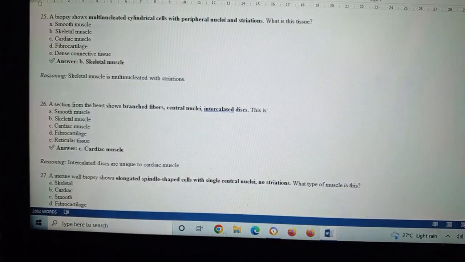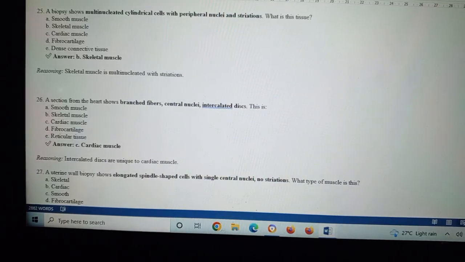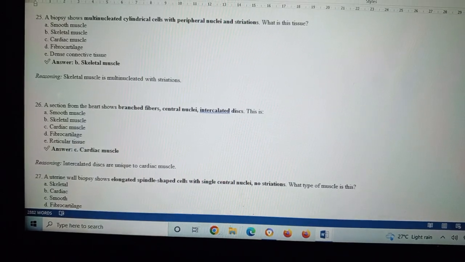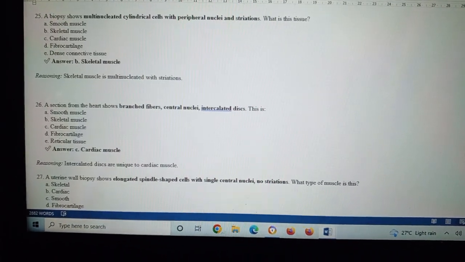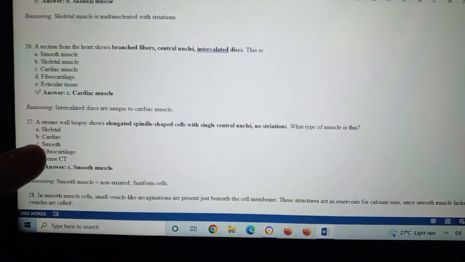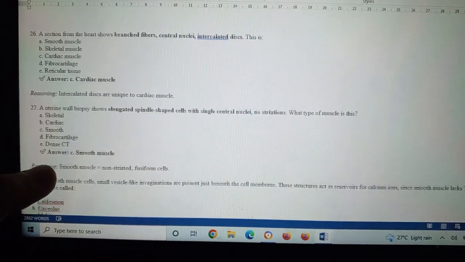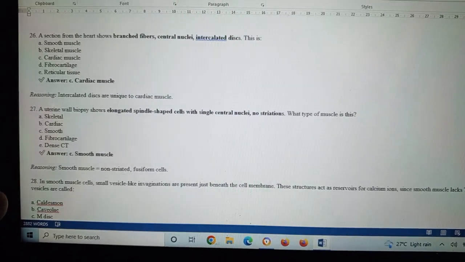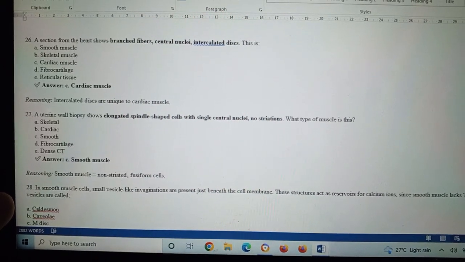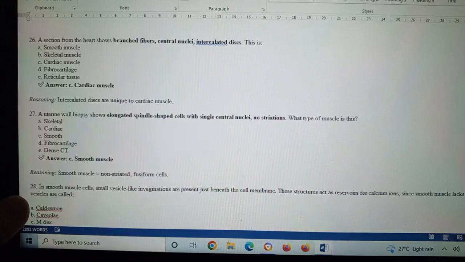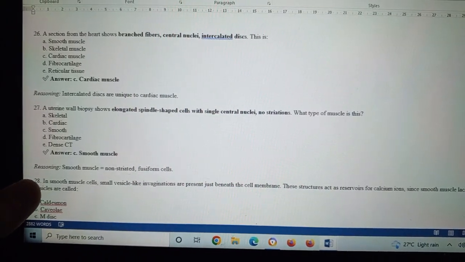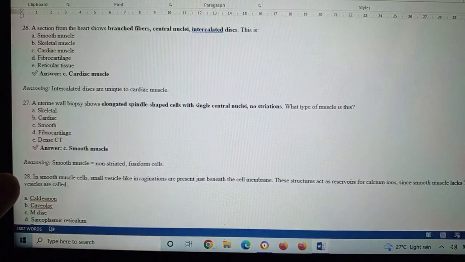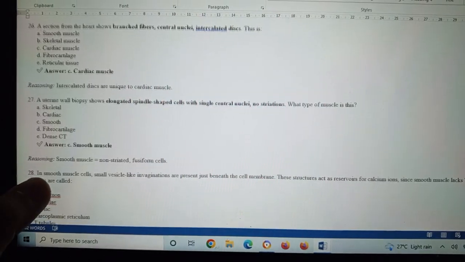In the histological slide, you can also see this. A section from the heart shows branched fibers, central nuclei, intercalated discs. This is cardiac muscle. It is a giveaway because it has already mentioned heart. But in high level questions, this is not the way to write the MCQ, to straight away give the marks to the student by saying that this is the heart. Heart makes it obvious that this is cardiac muscle, but the hallmark for identifying cardiac muscle is intercalated discs, which are unique to cardiac muscle.